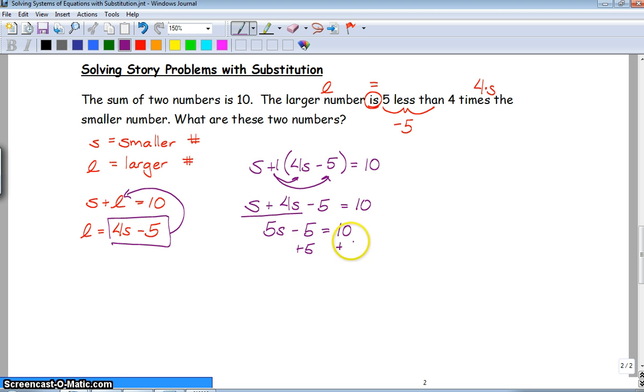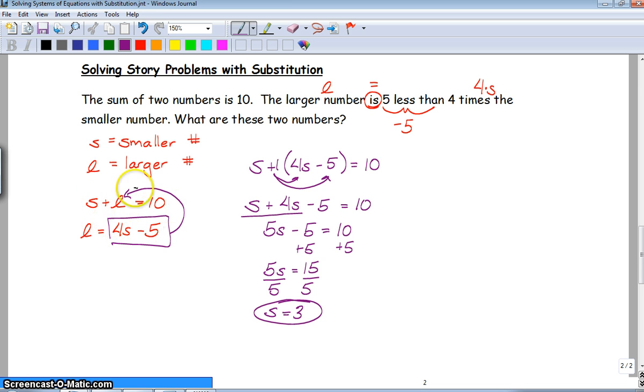Add 5 to both sides. I'm sorry, I said 15, but this is add 5 to both sides, so 5S equals 15, and divide both sides by 5, so S equals 3. So right here we have one of our solutions. We're going to take that and plug it back into one of our equations.